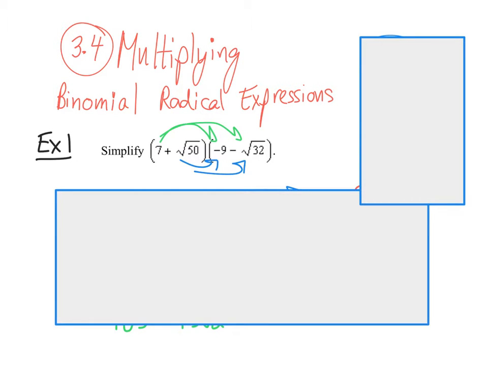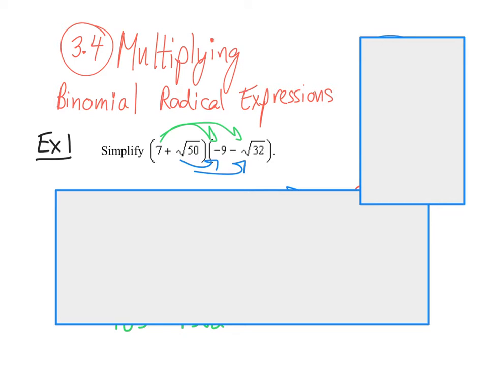Operations with radicals. In this video we're going to focus on multiplying binomial radical expressions. And as you can see from the arrows, multiplying binomials is the same approach we're going to take with multiplying binomial radical expressions. The fact that there are radicals inside the brackets doesn't change how we multiply binomials.